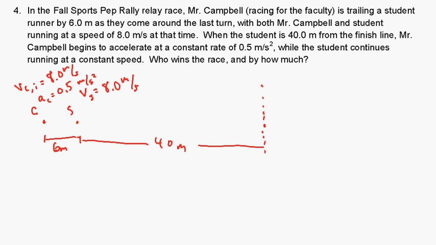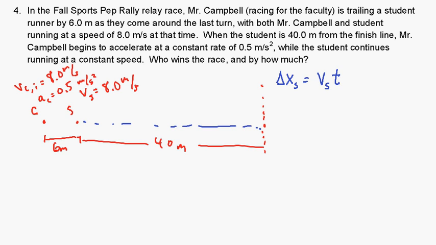So there are different ways to approach this. The most straightforward way is to find out how long it takes the student to cross the line and then see where Mr. Campbell is at that time. So for the student, the displacement the student needs to go through is going to be equal to the velocity of the student times the time it takes.